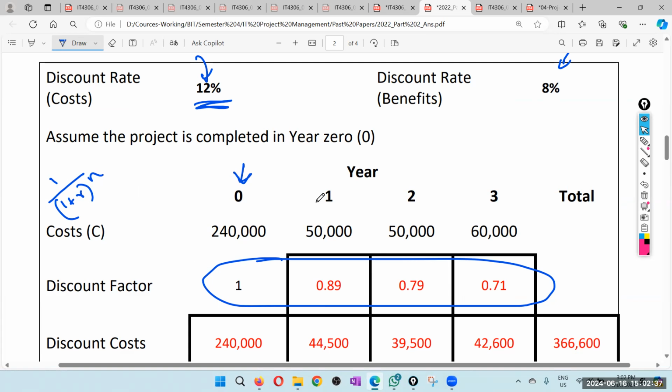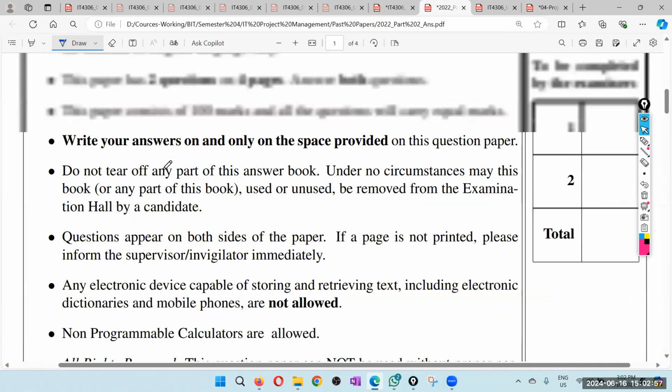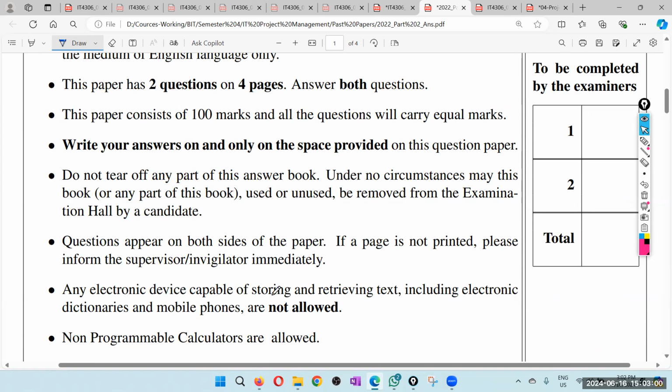Right. So at the end of 1 year, it is 1 plus, remember for cost the discount rate is 12%, so that is 0.12, to the power 1. I think they don't allow you to use calculators. Sorry, I think they allow you to use a calculator, but not programmable calculators, because they say electronic devices capable of storing and retrieving text are not allowed. Non-programmable calculators are allowed.